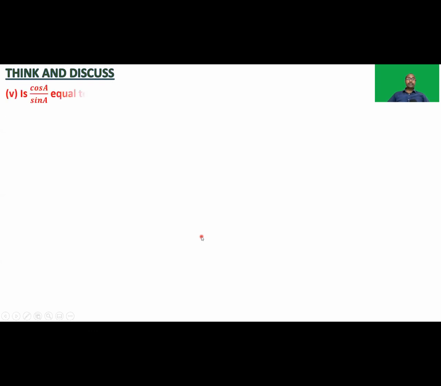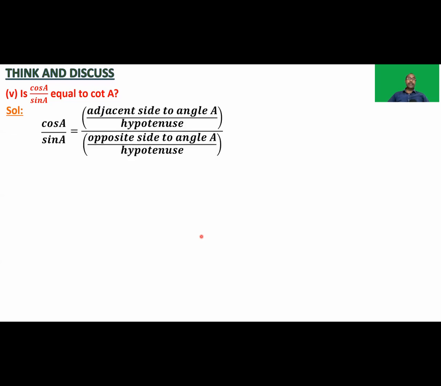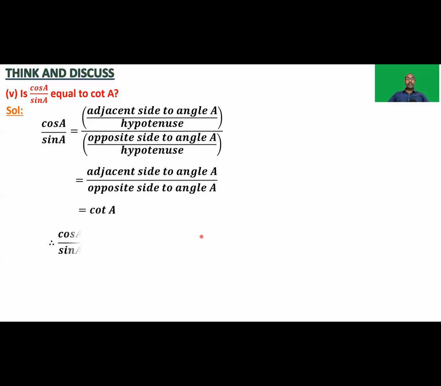Next one, is cos A by sin A equal to cot A? Let us check it also. Cos A by sin A is again equal to adjacent side by opposite side, which is equal to cot A. So it is also a formula to remember that cos A by sin A is equal to cot A.